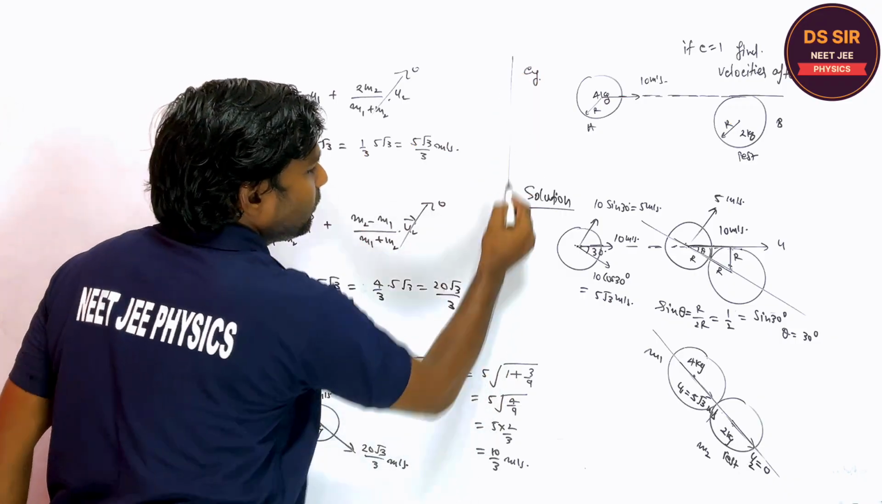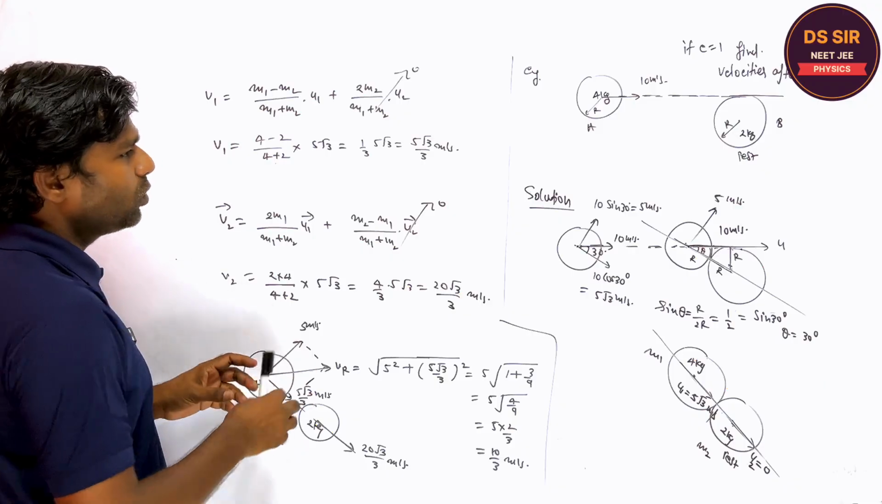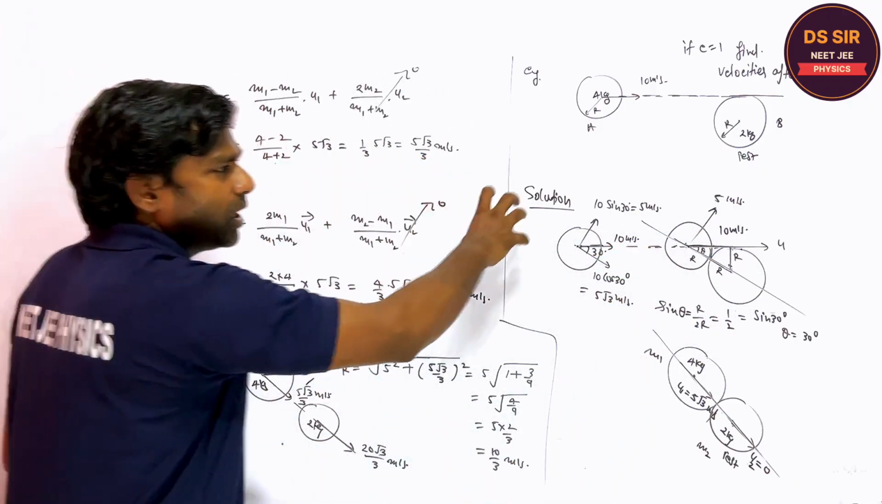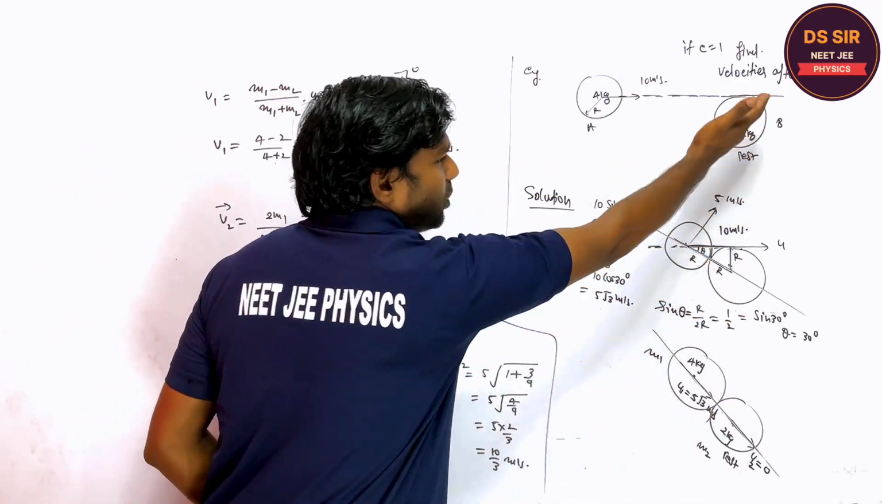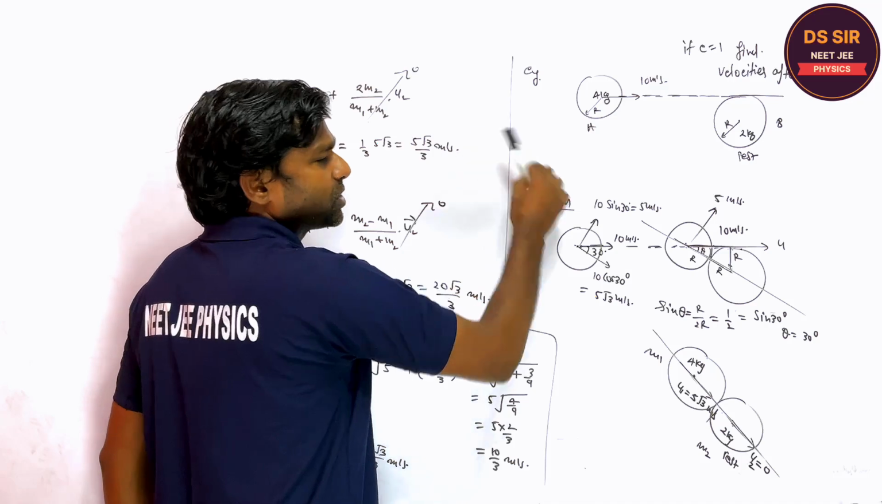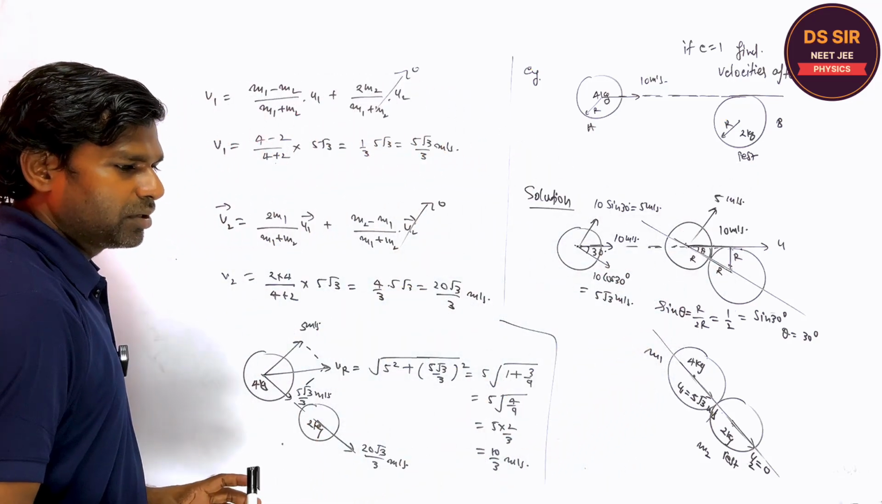So it is little tough, but the concept is same. What you have to do, you have to only resolve the component of the velocity along the line of impact and perpendicular to the line of impact. Because impulse is acting in this direction, this component does not change. Are you getting or not?